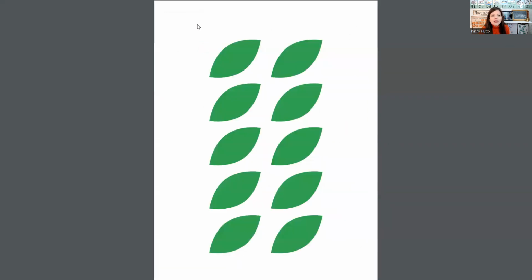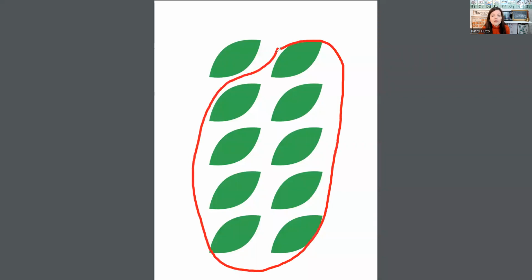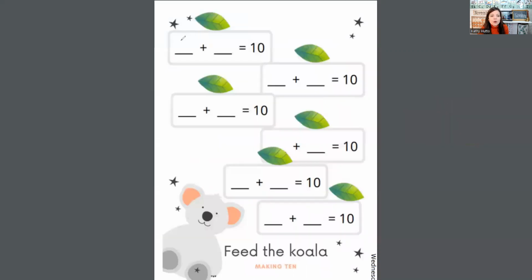So take a look at this. Here is one leaf over here, and I want to know how many more leaves would make 10. So let's count them. 1, 2, 3, 4, 5, 6, 7, 8, 9. So 1 plus 9 equals 10. So let's write that down. 1 plus 9 equals 10.